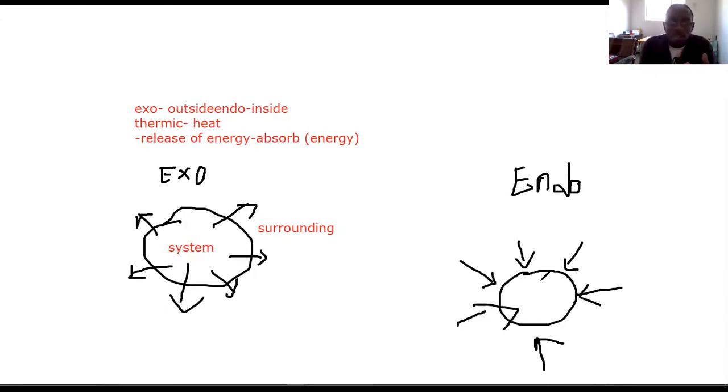In an exothermic, the system is liberating the energy, therefore the surrounding is becoming hot. In an endothermic, the surrounding is giving the heat to the system, and the system is becoming hot, leaving the surrounding cold. So if you are the surrounding, you're going to feel cold in an endothermic reaction.